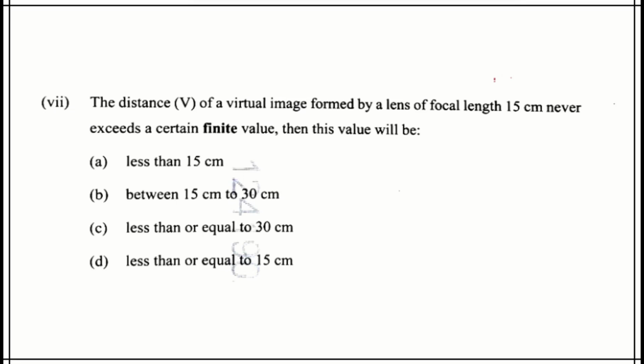Question number 7. The distance of a virtual image formed by a lens of focal length 15 cm never exceeds a certain finite value. Then this value will be. The options are A less than 15 cm, option B between 15 cm to 30 cm, option C less than or equal to 30 cm, and option D less than or equal to 15 cm.